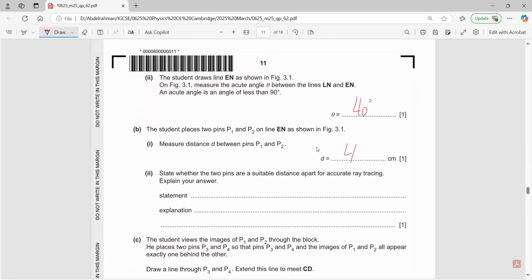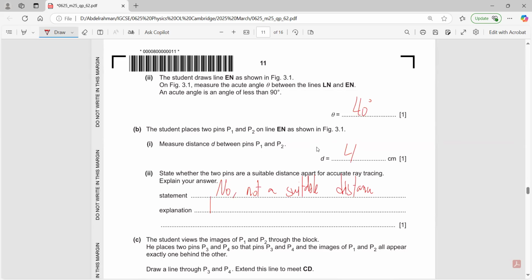State whether the two pins are at a suitable distance or not. 4 centimeters. Is it suitable? No, it's not a suitable distance. Why? Because we've always said that the distance between two pins on the ray trace sheet should be at least 5 centimeters.